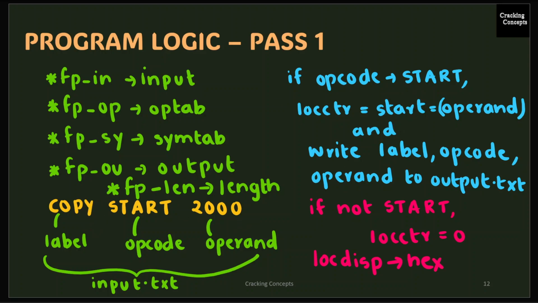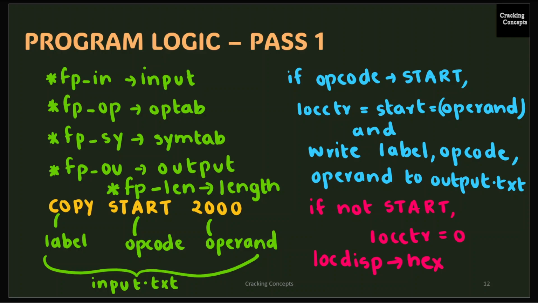If it's a start, then whatever operand follows it will be the starting address and location counter. The same statement does not need any processing, so that will be directly written to the intermediate file, which is the output.txt here. If it's not a start, the location counter value will be set to 0.